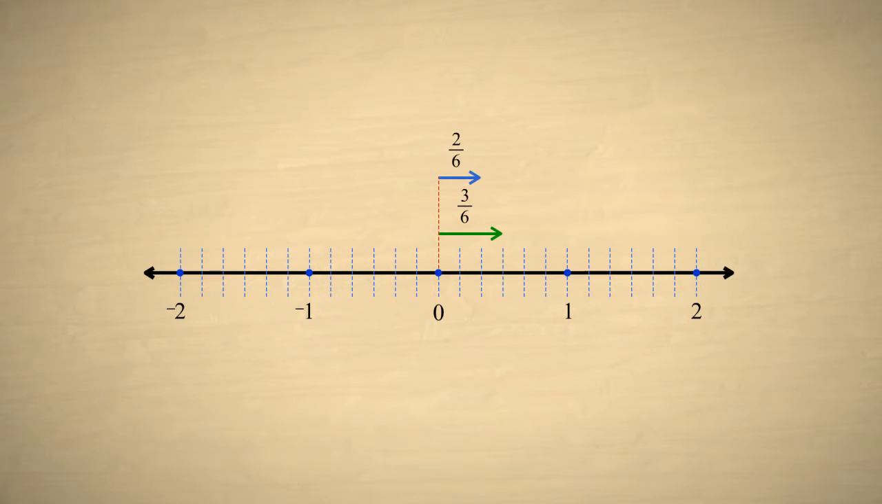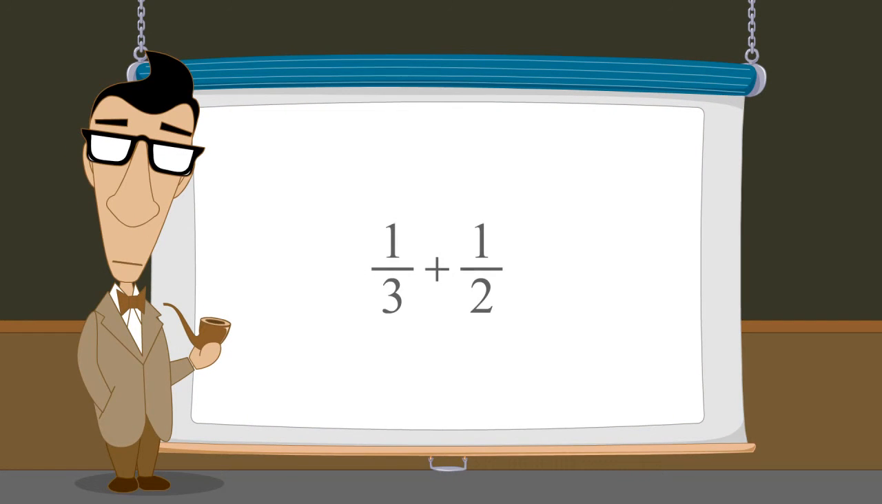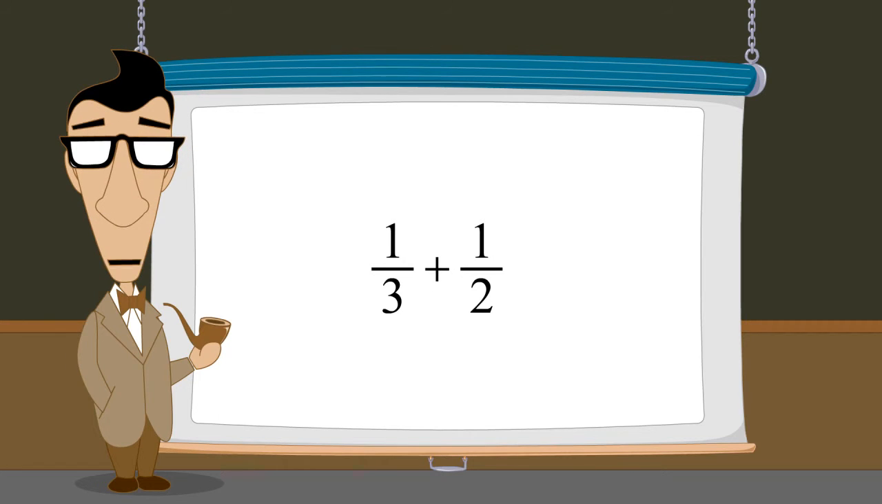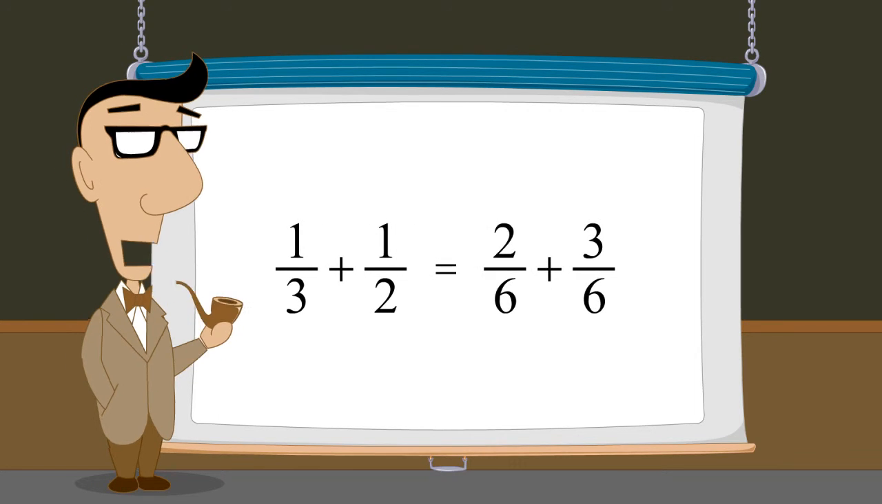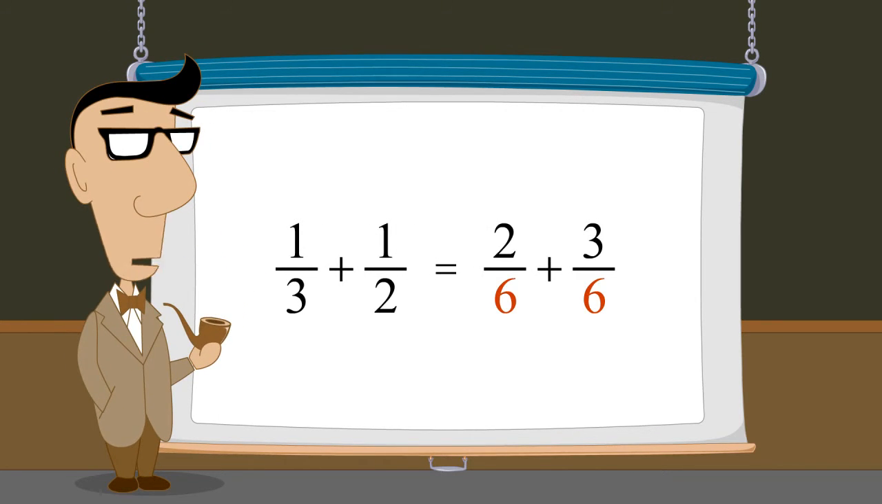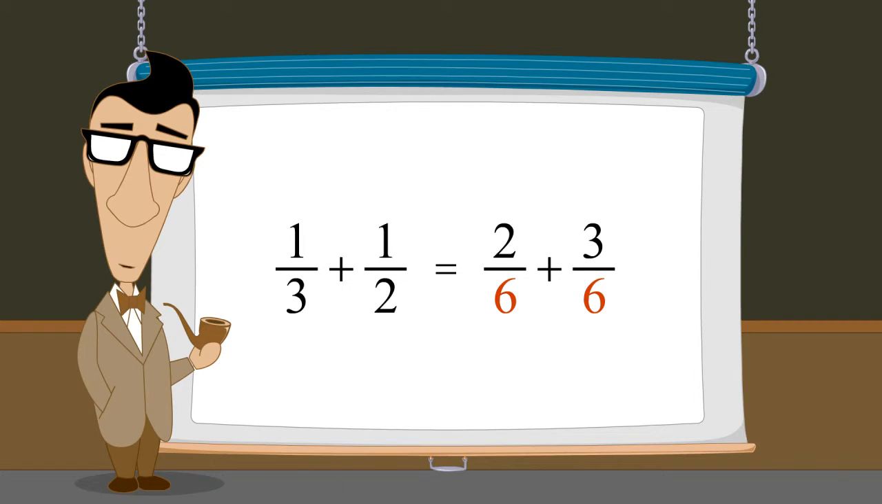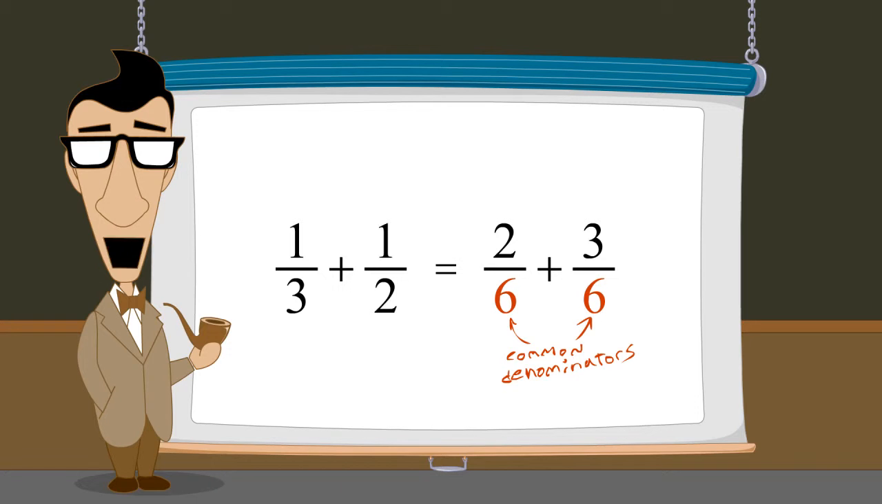Both fractions now represent some number of the same size divisions. So now we can add their numerators. And we see that these two fractions add up to 5/6. So when adding or subtracting fractions with different denominators, we must find a single denominator which will work for all of the fractions. In other words, we must find a common denominator.